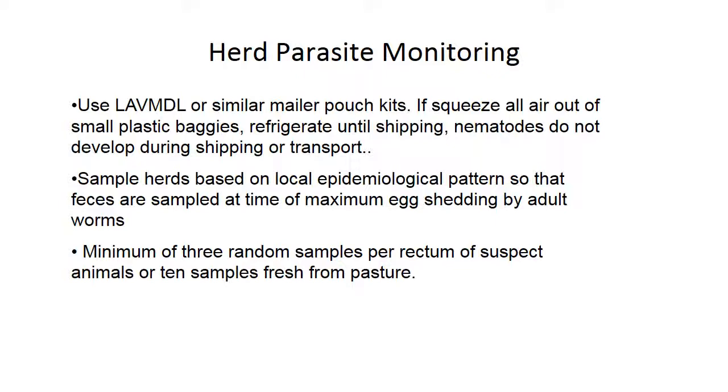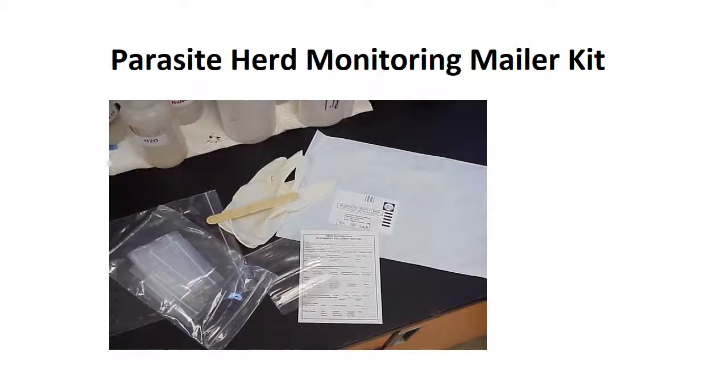A number of labs which you can find online can provide a mailer pouch kit for submission of samples. Proper sample collection is key. Ensure samples are collected during the appropriate season, location, and recommended number of samples. Here's an example of a mailer kit. Consult the closest vet clinic or analytical laboratory for mailer kits.